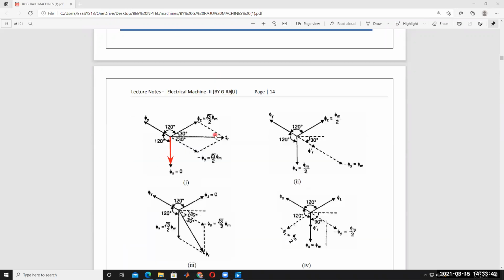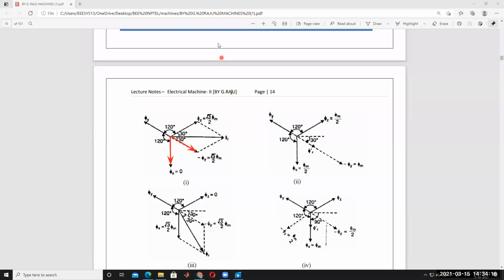So φy is in the opposite direction, but how much length? 0.86. That is √3/2 φm. This is −φy, the opposite direction of φy. φy = −√3/2 φm, that's why this is the positive side for φx, φy and φz. So −φy is nothing but the opposite direction. How much is its magnitude? √3/2 φm.